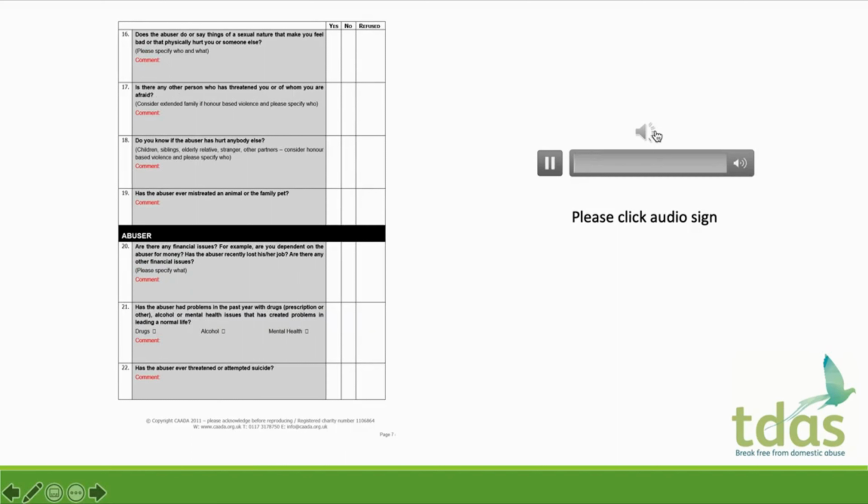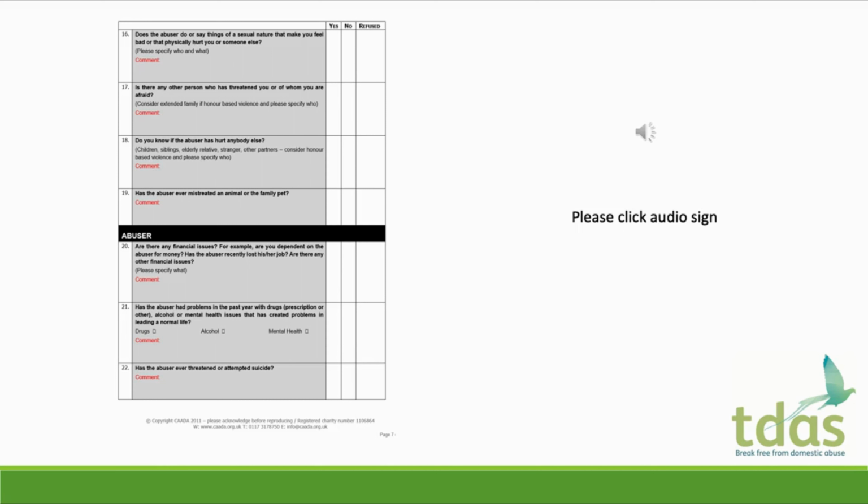Question 16 asks, does the abuser do or say things of a sexual nature that make you feel bad or that physically hurt you or someone else? It is important to ask this question to a victim, no matter how uncomfortable it might make us feel. Victims are unlikely to volunteer this information of their own accord unless they are actually asked the question. Victims may not appreciate that sex without consent constitutes rape and may have normalised any sexual abuse. It is important to determine if consent was present.